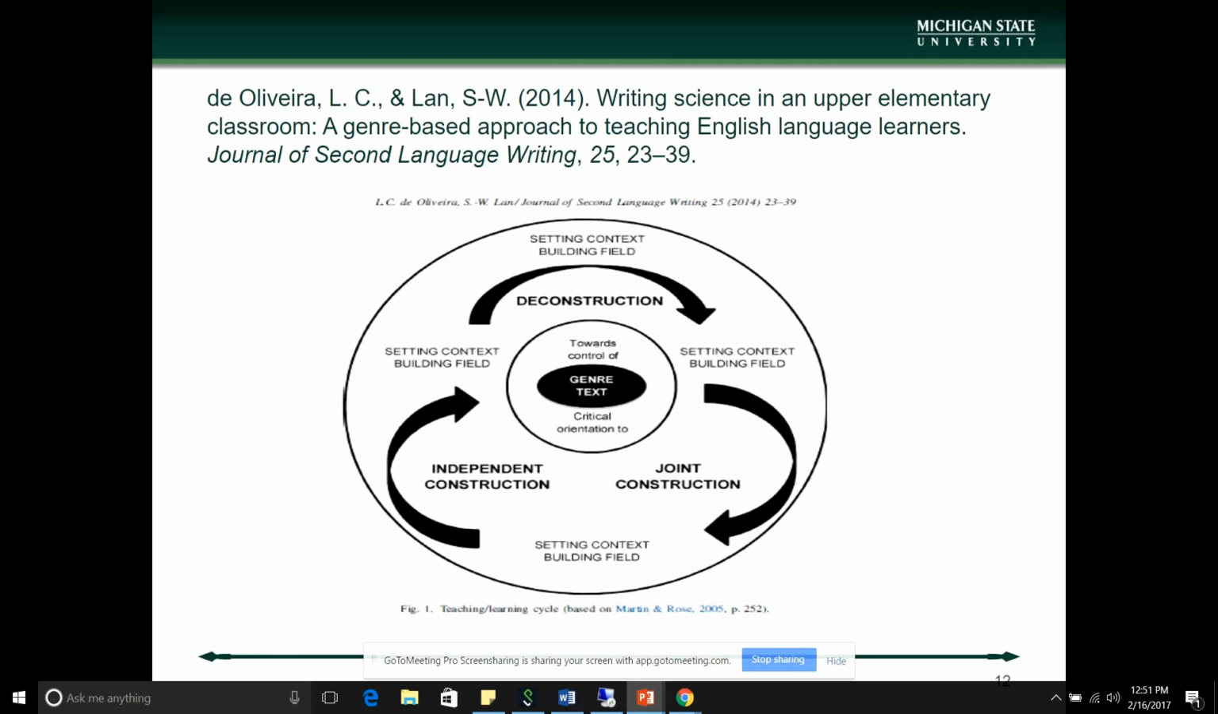Nigel wrote, shameless self-publicity, but in the Oxford textbook series Inside Writing, each unit has a genre analysis and collaborative writing task, all of the above plus some others.